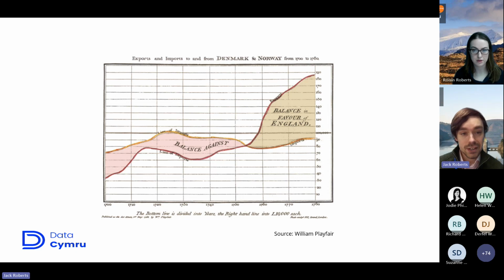It doesn't twist the information. We can see that where the balance is against England, the imports are higher than the exports and vice versa. It's just giving us the facts in a form that you can see clearly on the graph and that shows you all the information you need without needing to dig into it.